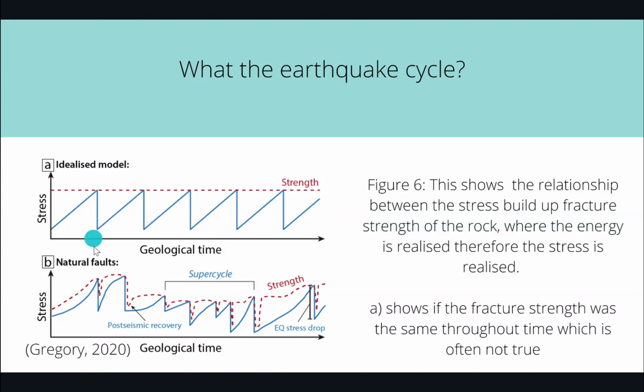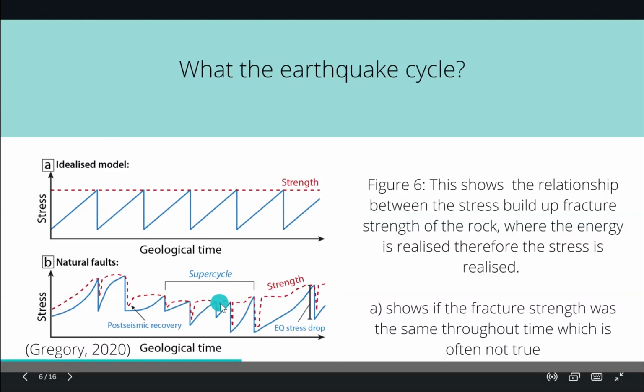And we can see here, what we notice is the timescale of the cycle is dependent on many factors, like fault maturity, structural relations of the fault zone, and the fault strength, which can vary with space and time. As such, we need techniques from many disciplines to model earthquakes. So we see here an idealized model, and here the natural faults, and you can see how over geological time the amount of stress or strain needed changes and the strength of the rock changes, so it can be very hard to model.